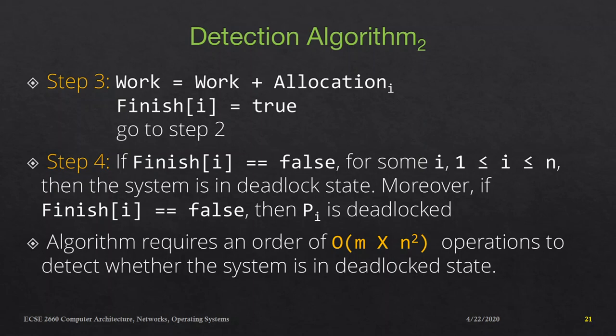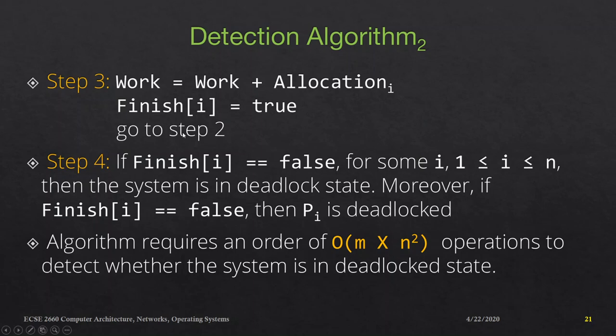Next is step 3. Once we found the process which we can work on, we work on it and we finish it. Once that process is done, it is going to release its resources. So we are going to update our work vector by simply saying work equals work plus allocation for that particular process I. It was allocated certain resources, now it's done, so we can use them for some other process. Next, because we just finished it, we are going to make that index I of the finish vector true.